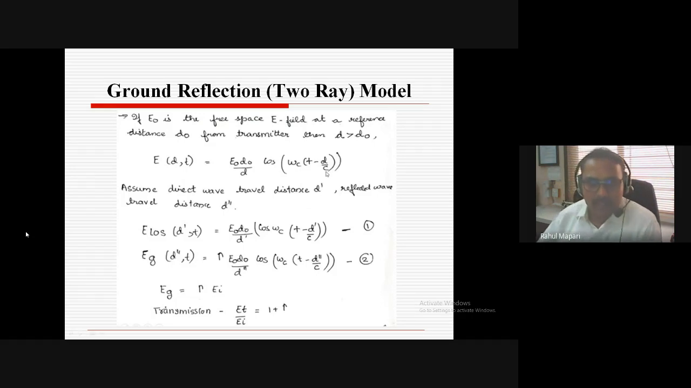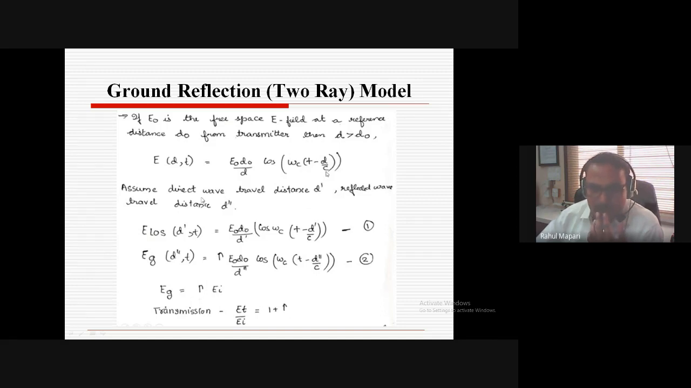See, read it. E0 is the free space electric field, which is called the reference, at a reference distance D0. E0 is the reference electric field for distance D0 from the transmitter. Then D means the actual distance between transmitter and receiver, and it is greater than D0. D0 is the reference. So the electric field equation is E0 D0 upon D cos of (omega C T minus D upon C).